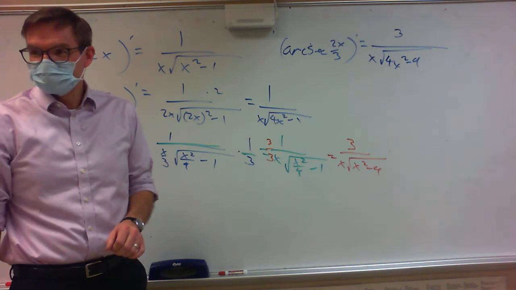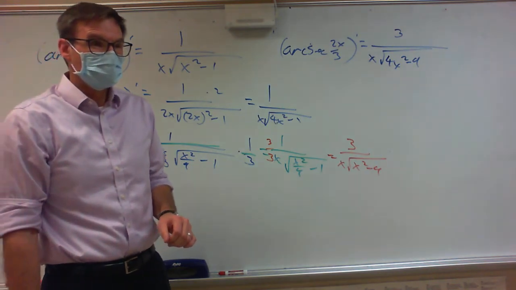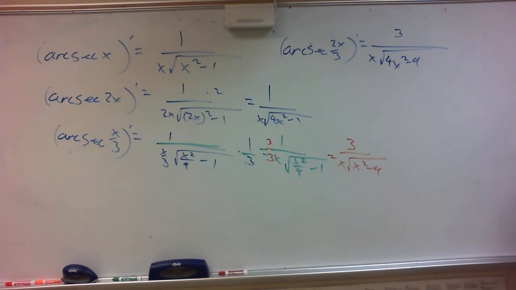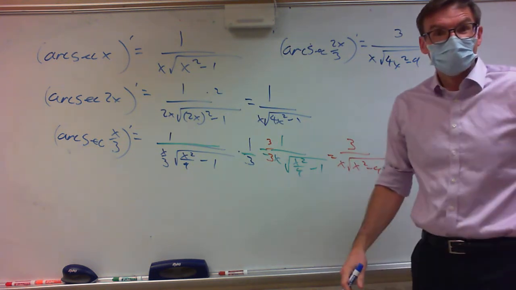Does that make sense? All right. So when I take the derivative of arc secant of 2x over 3, I get a 3 over the square root of 4x squared minus 9. Notice how they're similar.